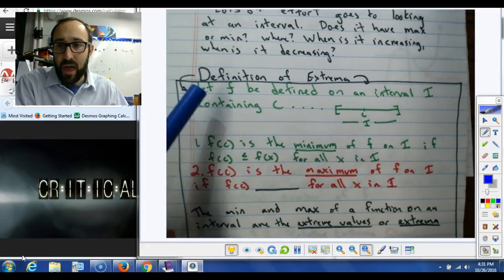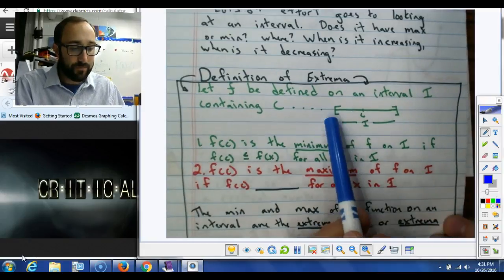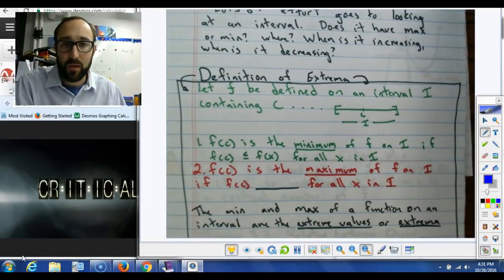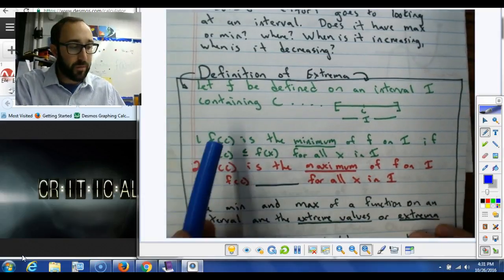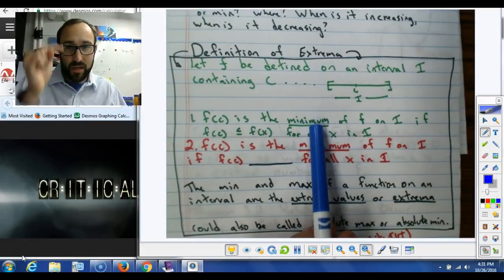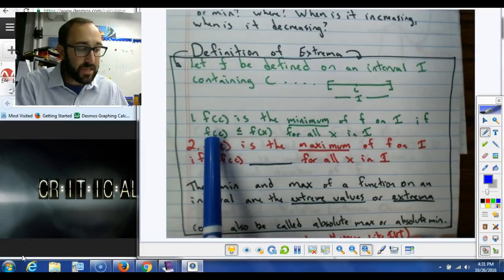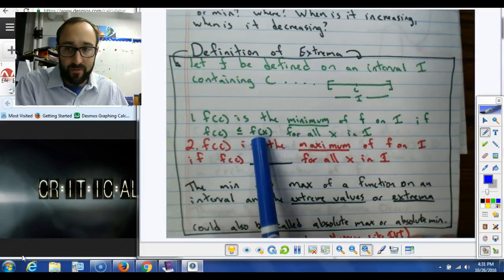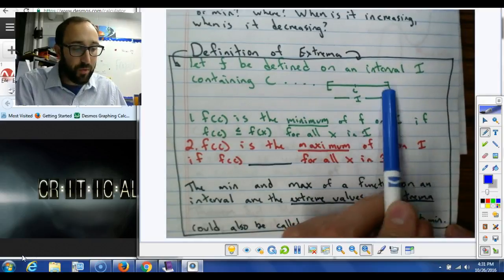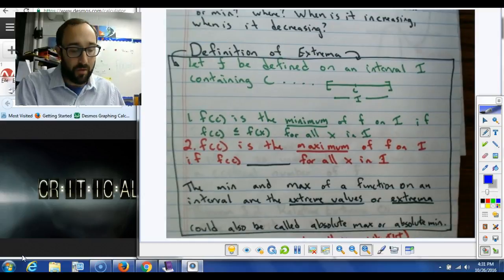Definition of extrema. Let f be defined on an interval I containing c. So we have this interval right here, including our endpoints, and we're saying c is somewhere in the middle. We don't know exactly where. So we can say f of c is the minimum. The y values, up and down, are going to be our minimum or maximum if f of c is less than or equal to f of x for all x in I. So we plug in some x in here, and we get some smallest number. That's going to be our minimum.